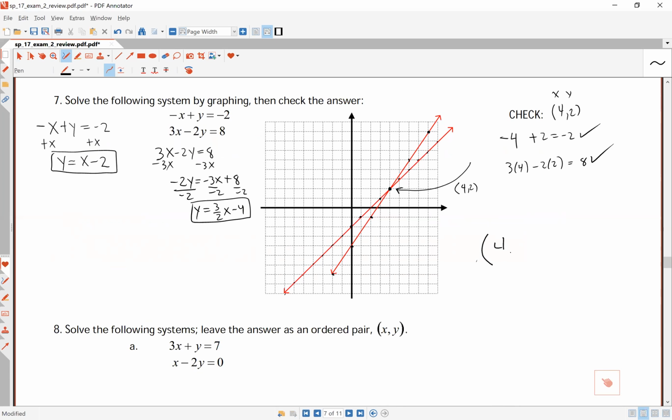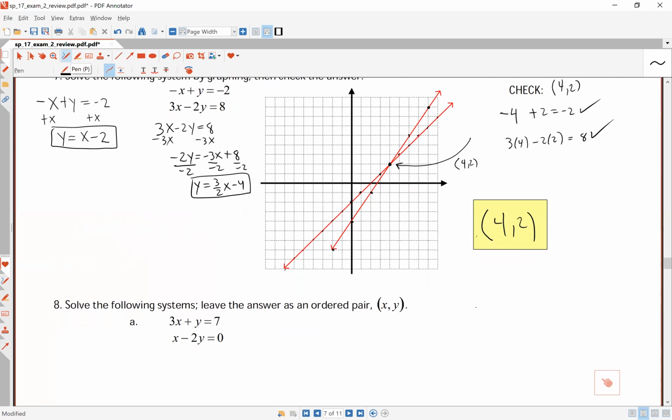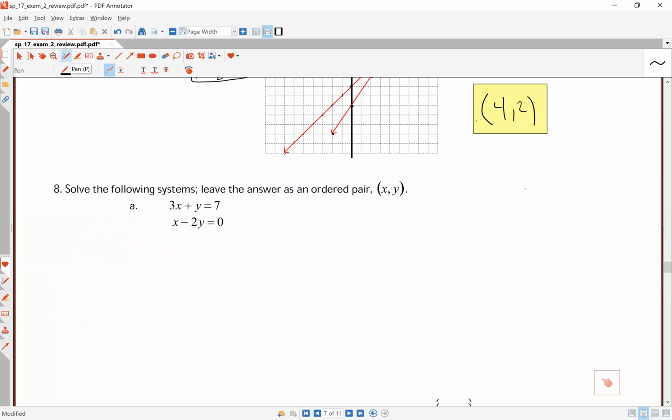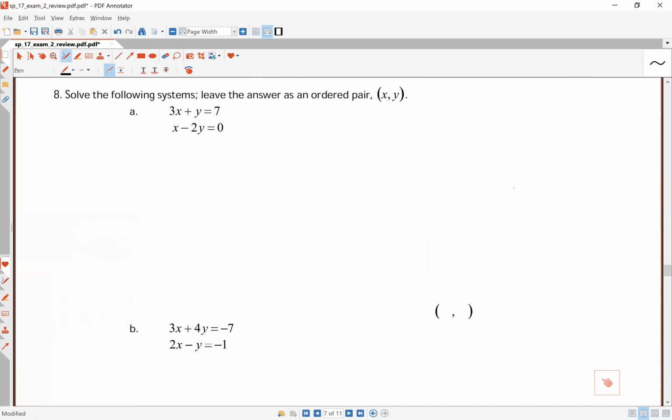So we put a big 4, 2 up there, circle that. That is the solution to the system. Solving algebraically, we have substitution and we have elimination. In the form that letter A is in, elimination is the most suitable method.